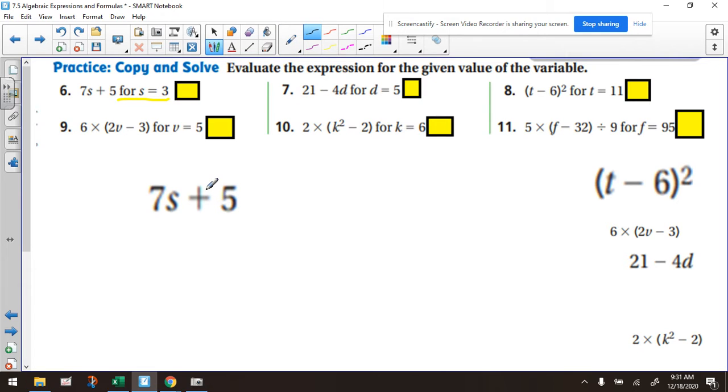Now I want to make sure everybody's clear that we're not just going to stick a 3 in here and call this number 73. Why? Because that doesn't mean 73. When you have a variable next to a number, it means that you're multiplying it. And we learned that yesterday in class. So we're really doing 7 times 3 plus 5. So we substituted in the value for s, coming from here, into the expression.